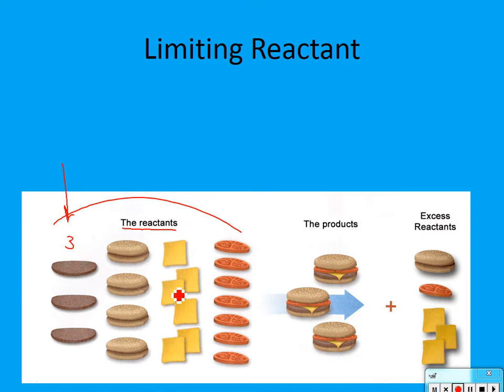Even though you have how many slices of cheese? 1, 2, 3, 4, 5, 6 slices of cheese. You've only got 3 patties. So you can only make 3 cheeseburgers.